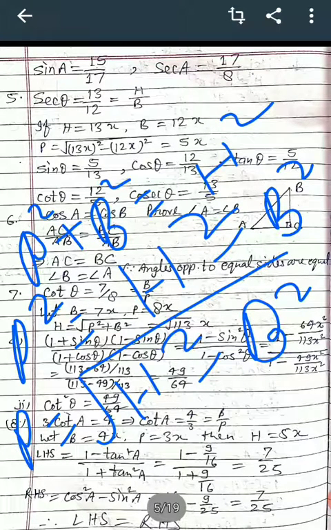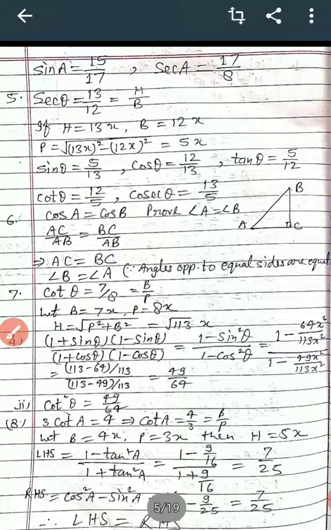So putting the values, h is 13x, see here (13x) whole square minus b square, that is (12x) whole square. 13 square is 169x square minus 12 square, 144. So 169 minus 144 is 25. So what is the root of 25? It will be 5. So p equals 5x.